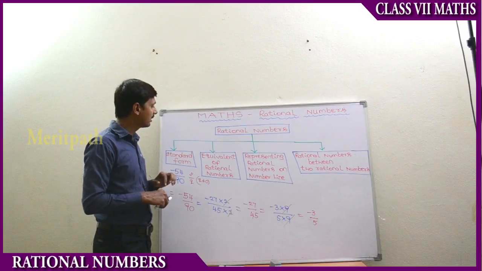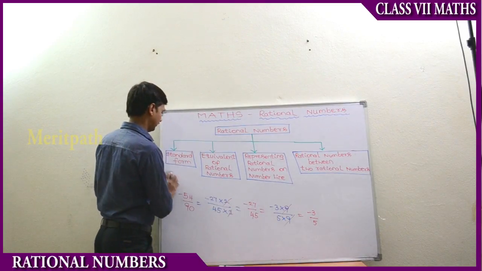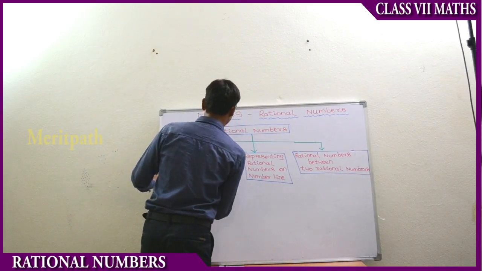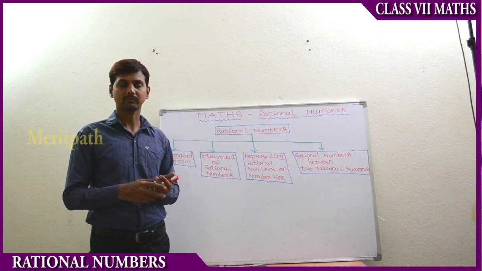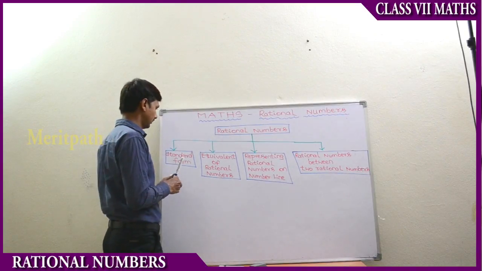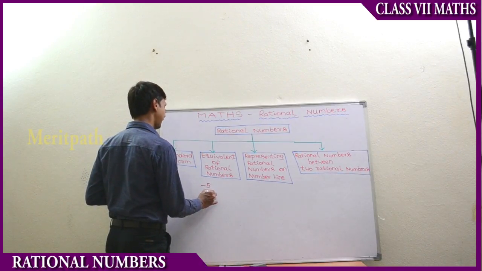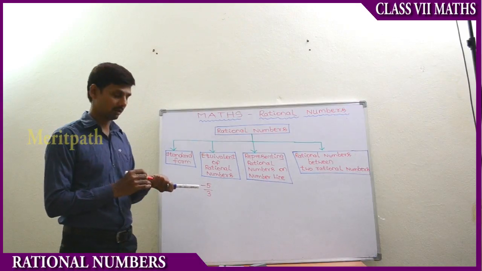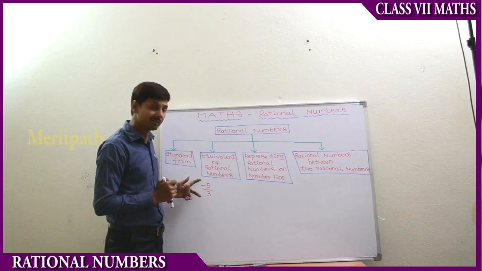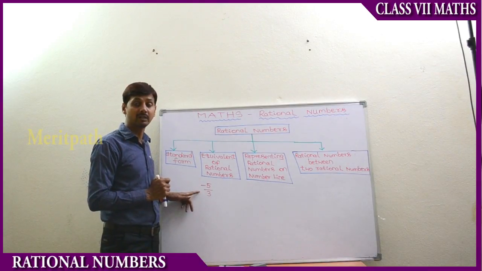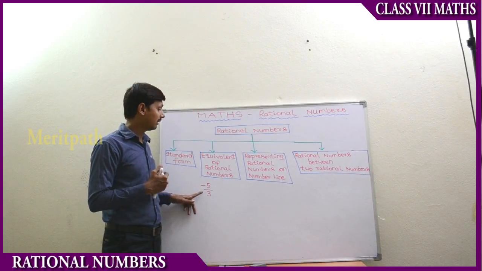Let's go to the next concept, equivalent rational numbers. If we take any fraction, for example, minus 5 divided by 3, it's a rational number because it's in the form of p by q, and q is not equal to 0. The numerator part is minus 5, the denominator part is 3. So the denominator is not equal to 0, so we call it a rational number.